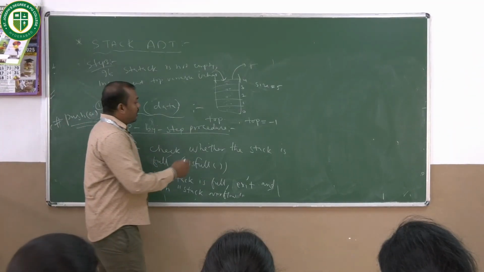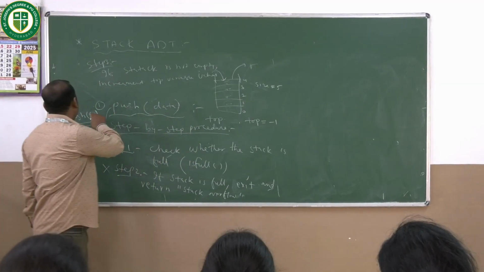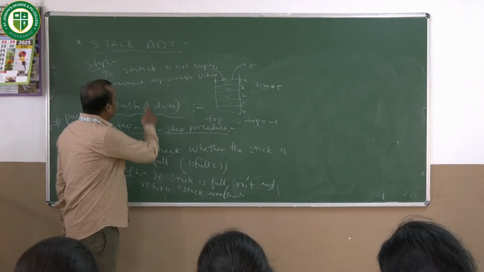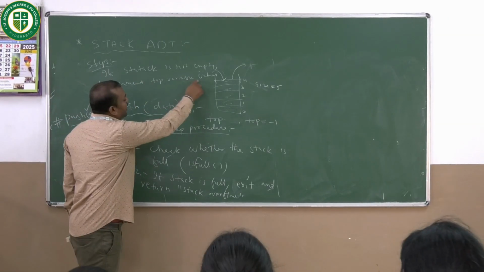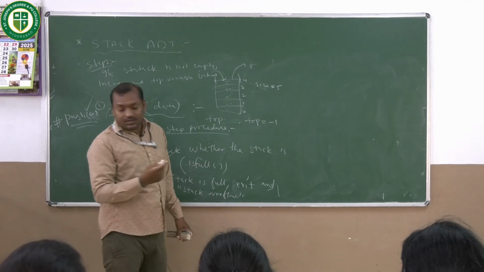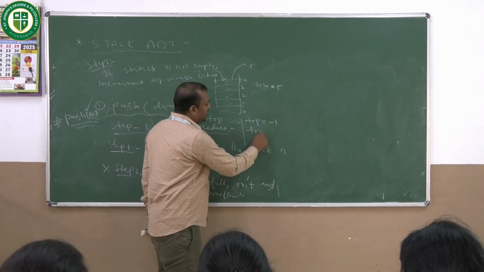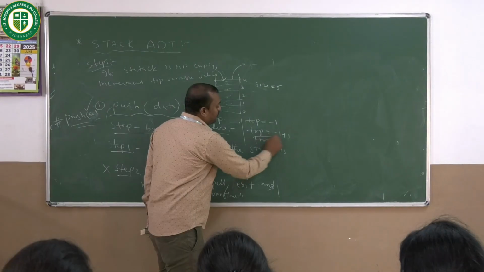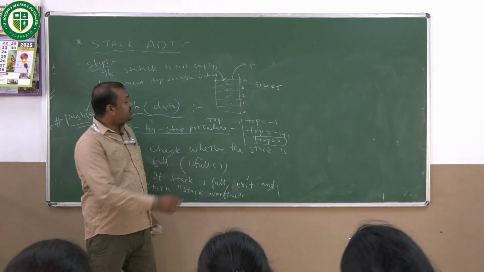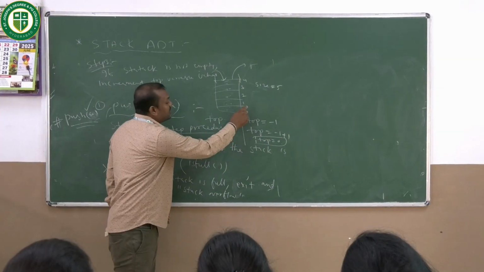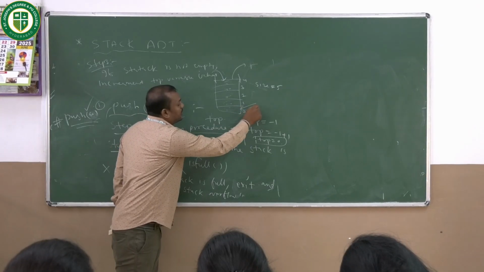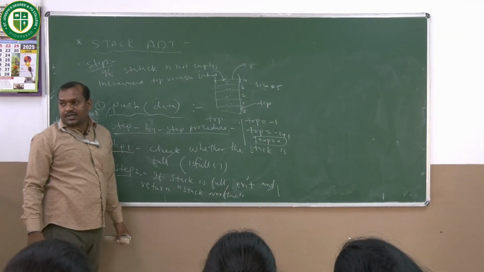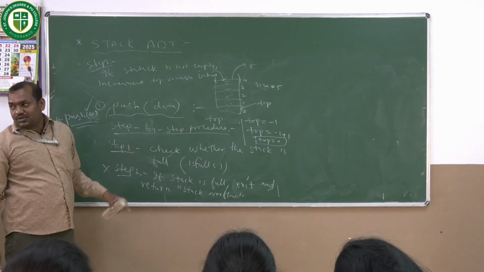I want to insert a value 60 to this stack. So what happens? First it will increment the top variable value by 1. So top will become -1 plus 1, so top will be equal to 0. First it increments, top equals 0, which means top will point here. So step 3, it will increment the top variable so that it points to the stack.